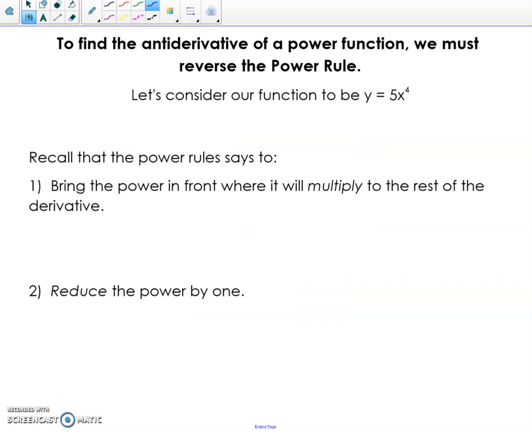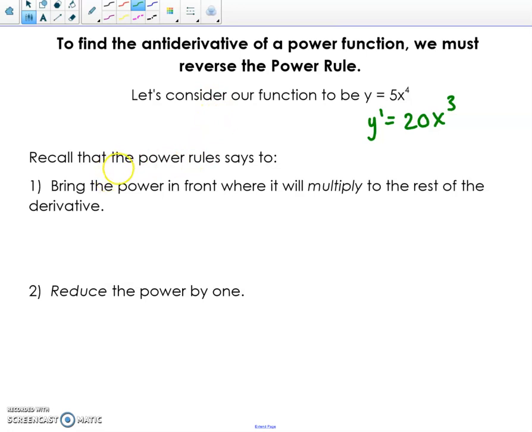So for certain ones, we know what we're looking at, the derivative, so we can think about what it is the derivative of. But when we have a power function, we're going to have to reverse the power rule. Here we have a function y equals 5x to the 4th, and we know how to find the derivative. We know that the derivative is going to be 20x cubed. But the reason that it is 20x cubed is by using the two steps of the power rule.